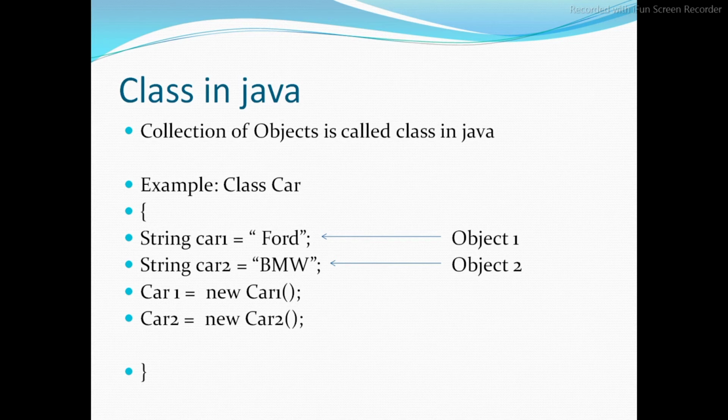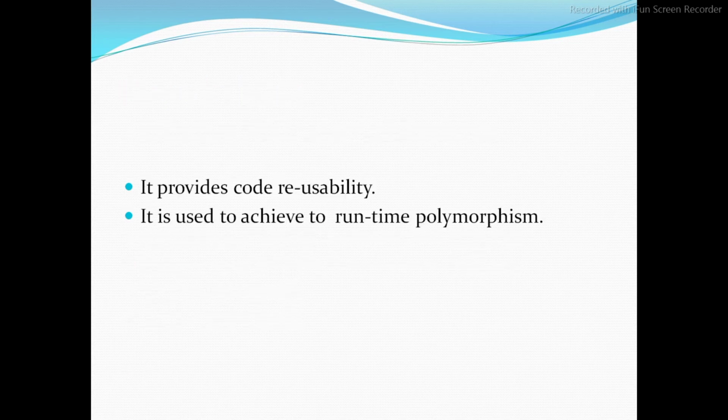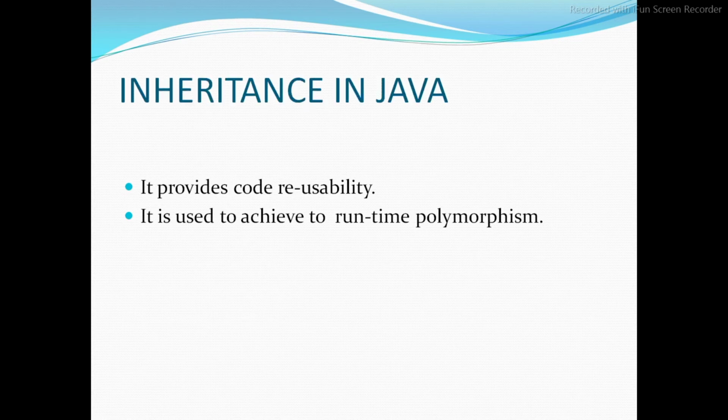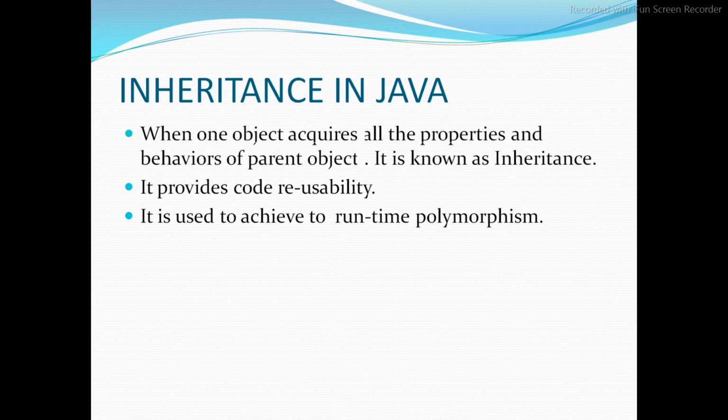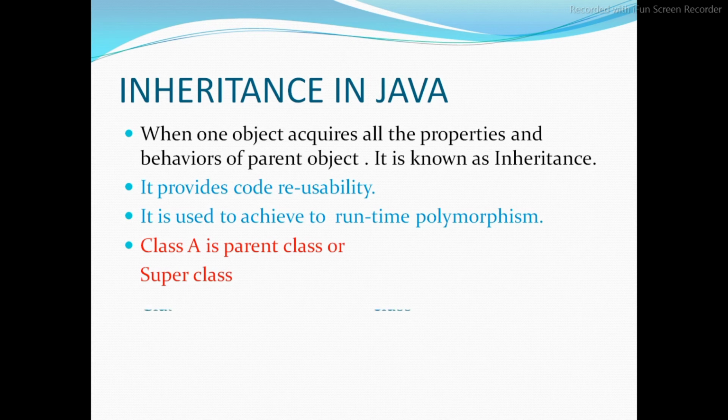Let's understand inheritance in Java. When one object acquires all the properties and behaviors of a parent object, it is known as inheritance. It provides code reusability. It is used to achieve runtime polymorphism. Class A is the parent class or superclass, and class B is the child class or subclass.